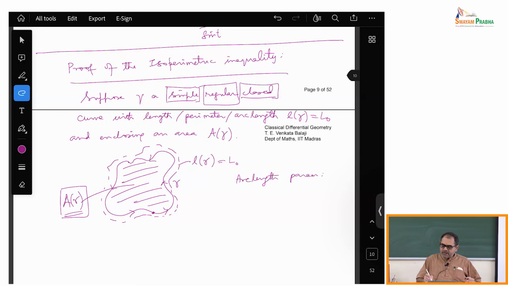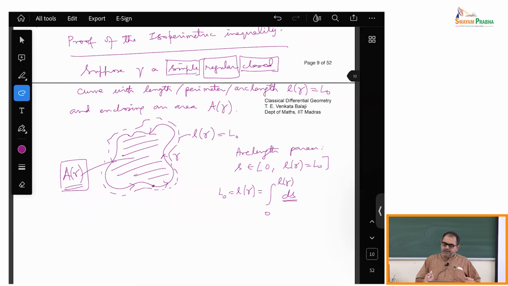The arc length parametrization will be for s, the arc length, varying from 0 to L of gamma, which is L naught. So what is this L naught? L of gamma is just the integral from 0 to L of gamma of ds. So this is your arc length, all right. ds is the element of arc length.